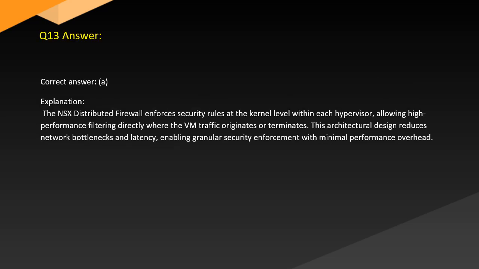Answer. Correct answer: A. Explanation. The NSX distributed firewall enforces security rules at the kernel level within each hypervisor, allowing high-performance filtering directly where the VM traffic originates or terminates. This architectural design reduces network bottlenecks and latency, enabling granular security enforcement with minimal performance overhead.